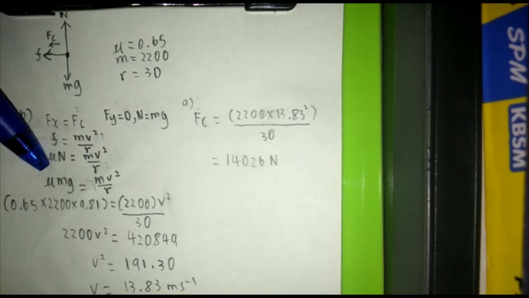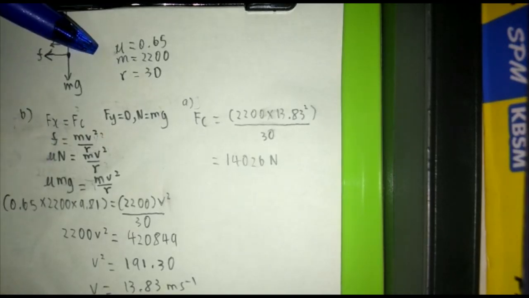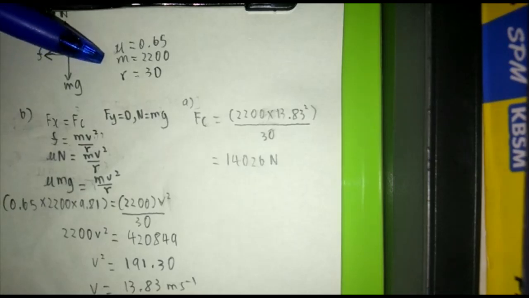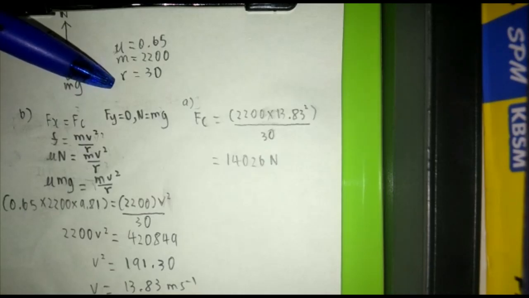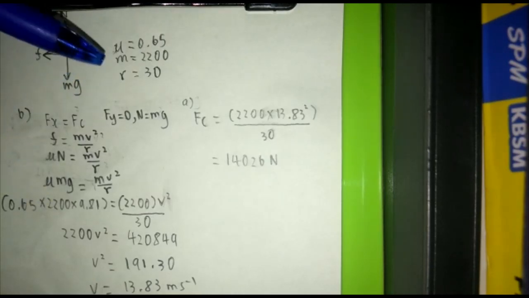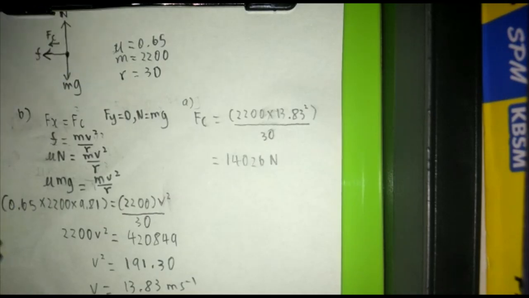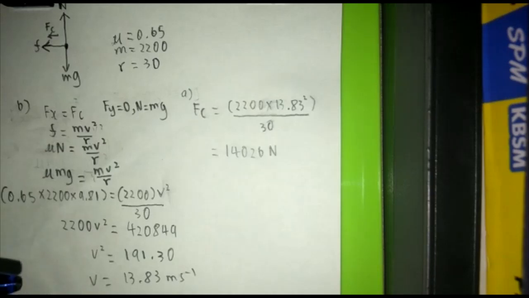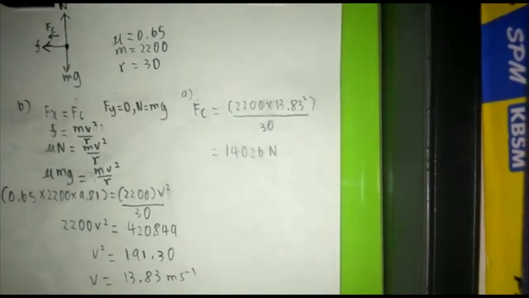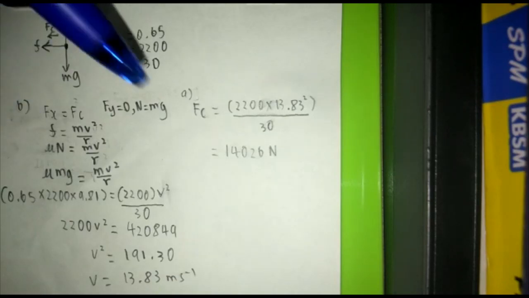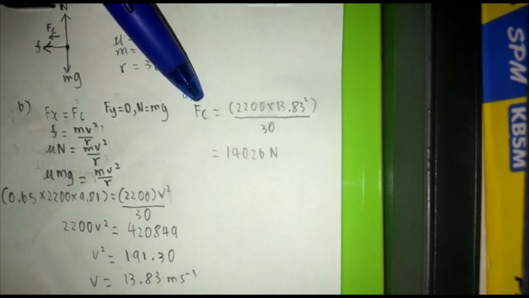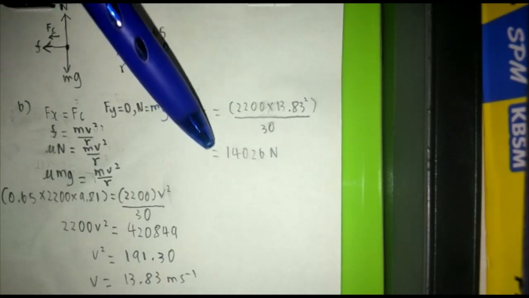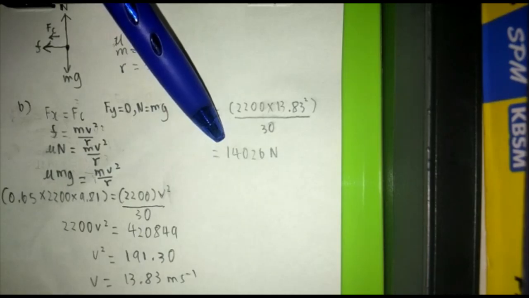Then we will substitute the information given. Mu equal to 0.65. Our mass is 2,200 kg, and our radius is 30 meter. After substituting the information given, we will get that v equal to 13.83 m/s. Then we will be able to find our centripetal force, which is, as you can see here, 14026 N.